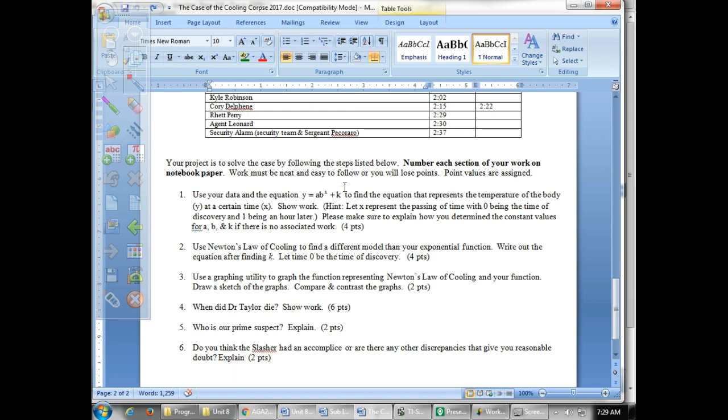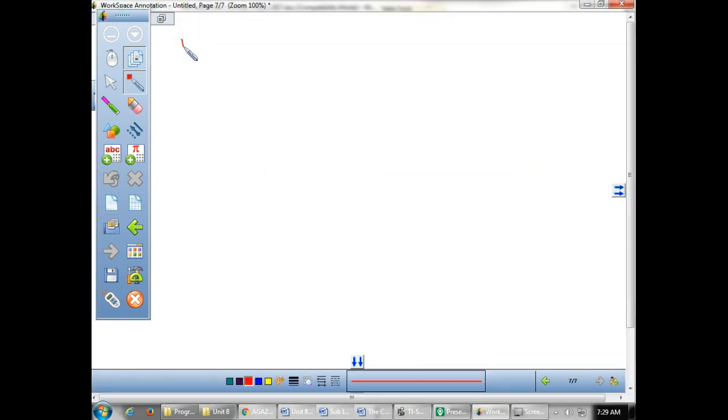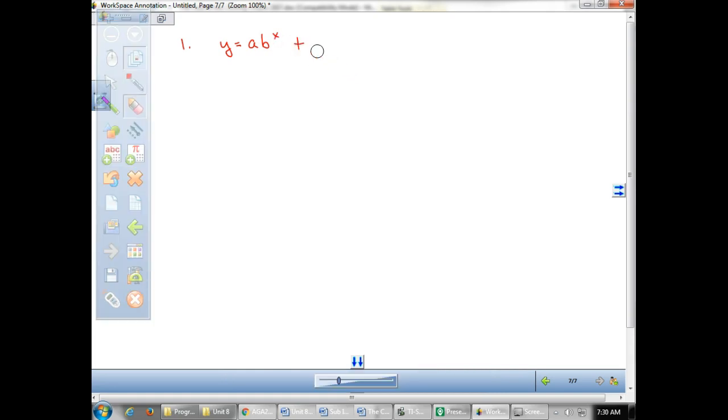So read number 1, basically want to set this up as an exponential, and then number 2 says, well, now let's model it with Newton's law of cooling. So I want to walk through both of those with you and kind of show you how you end up with the same thing. So number 1, y is equal to a times b to the x plus k, and in this situation, k is your asymptote, which is just going to be the environment's temperature. So the body cannot cool below 17 degrees Celsius because that's the environment's temperature.